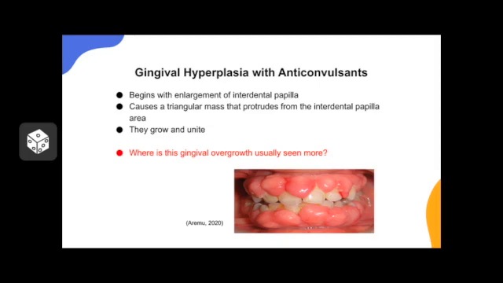Well, it's usually seen more on the maxillary and mandibular anterior teeth. But as you can see in this photo down here, it looks like it's in this person's whole mouth. It's very red, inflamed, and looks spongy, and there actually might be some gingival crevicular fluid somewhere in there.